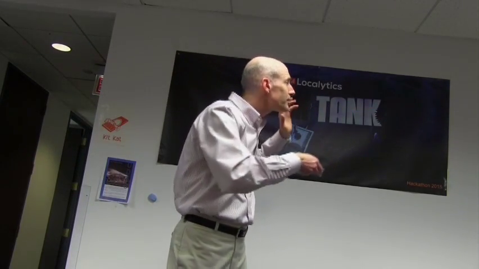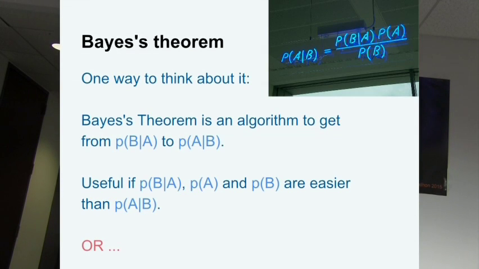So there it is. There are two ways to think about it. One way to use it is as a divide and conquer algorithm for figuring out a conditional probability. Sometimes the left-hand side of that equation is hard. If you don't know the probability of A given B, you can figure out the other things on the right-hand side.